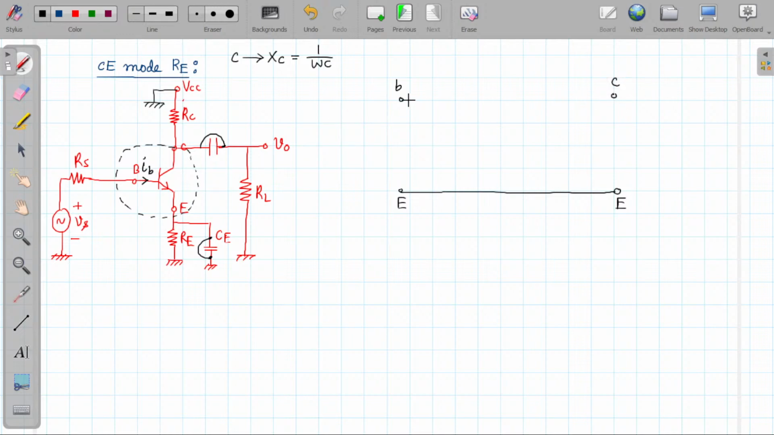Now in the RE model, in the input circuit there will be an input resistor called R pi. This is the R pi resistance, and the voltage across this R pi will be called V pi. We are talking about the RE model. Similarly, in the output there will be a dependent current source, and the value of the dependent current source is denoted by Gm into V pi.